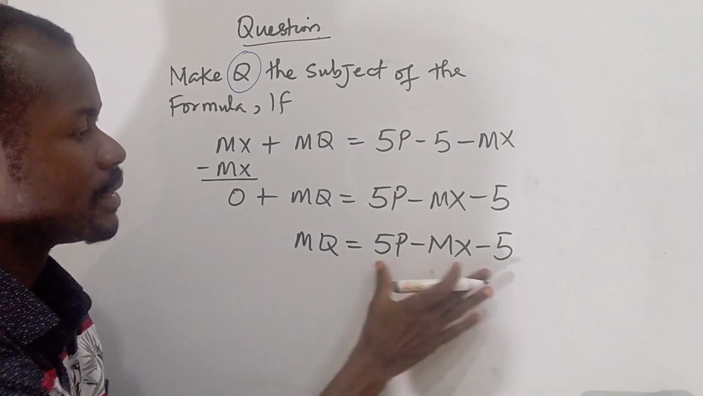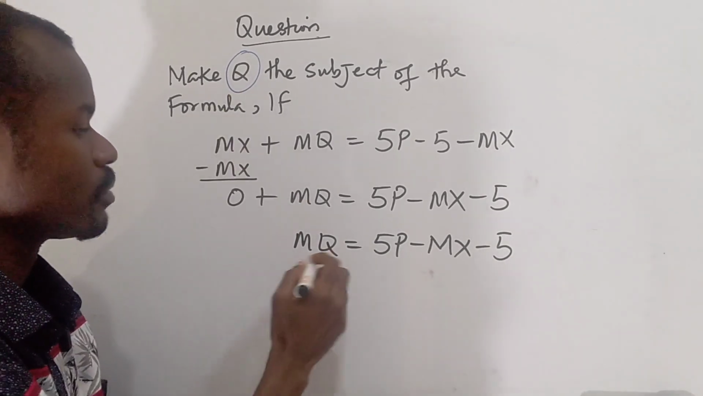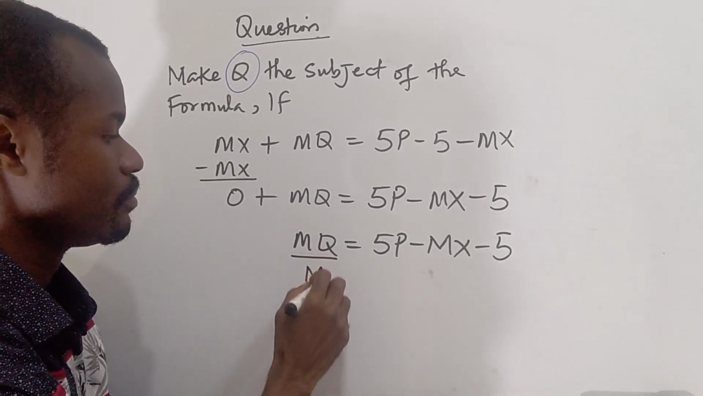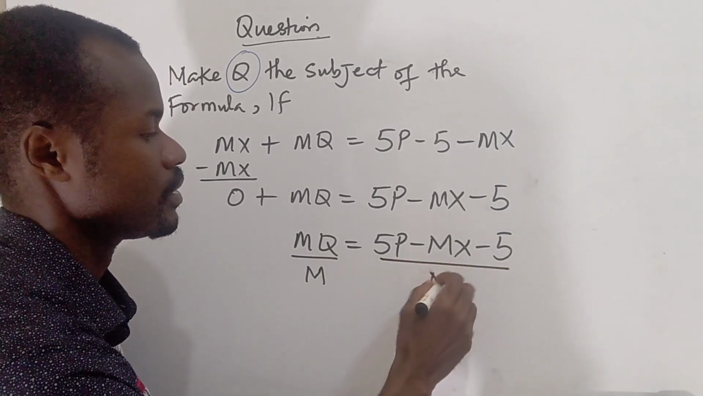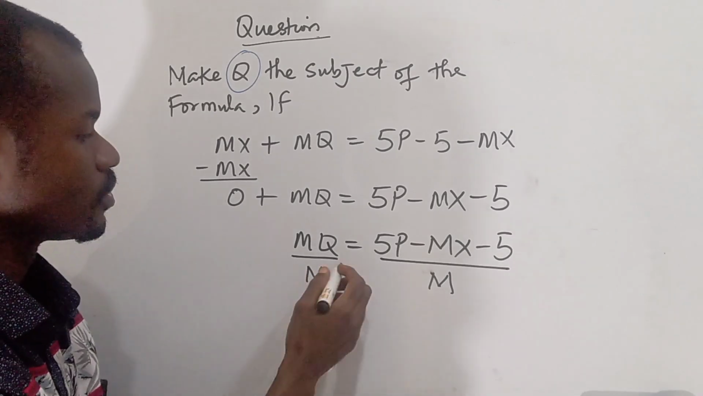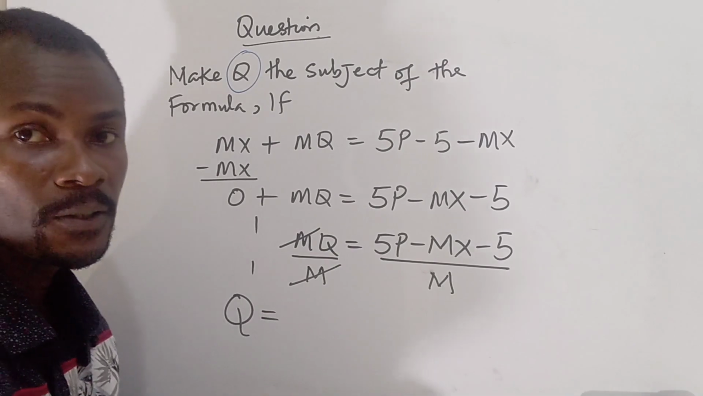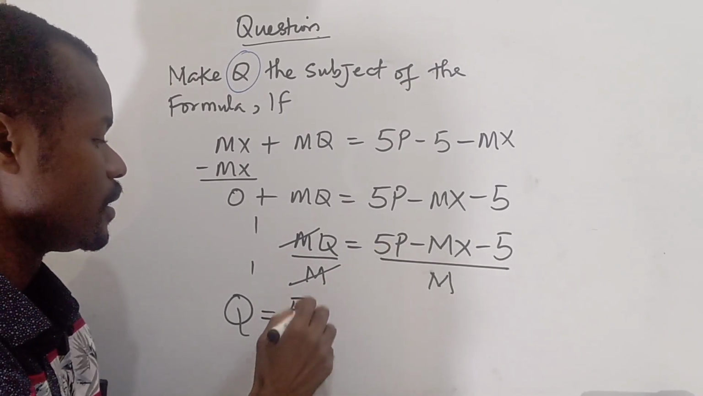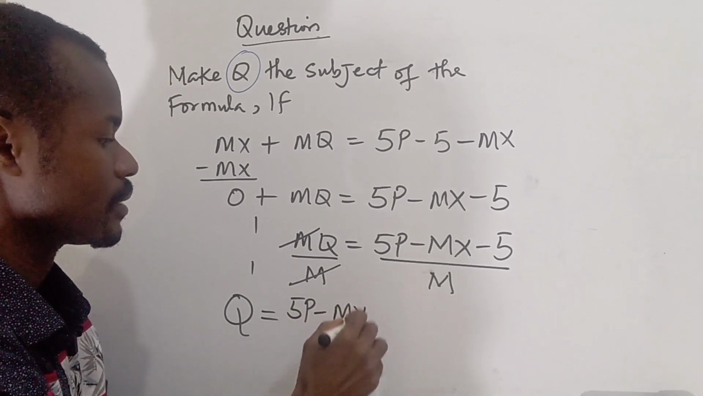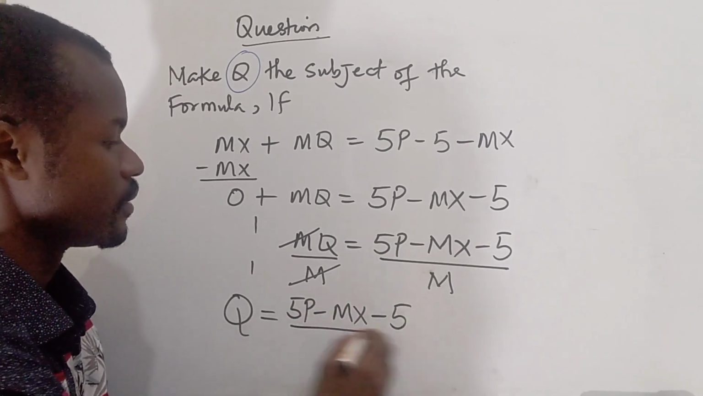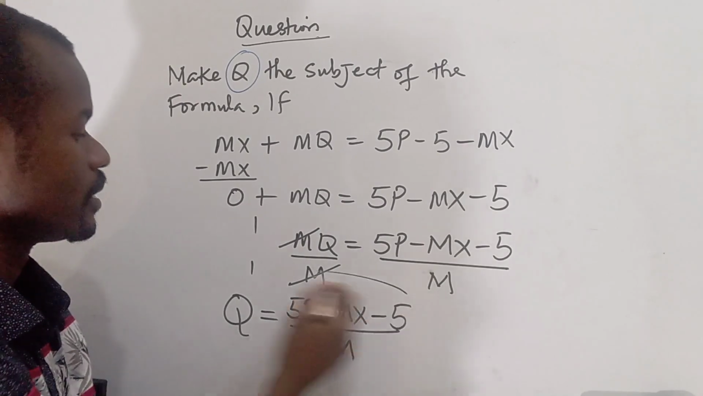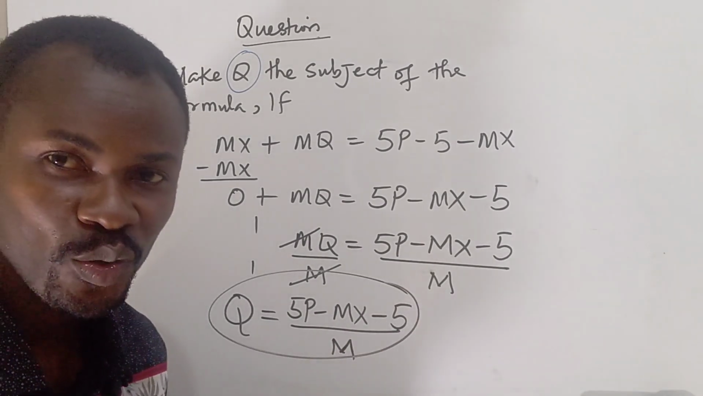All right, so from this, how do we make q the subject? I'm going to divide this by m. I'm also going to divide all this by m. So these will cancel out. This is 1, 1. So we are left with q is equal to 5p minus mx minus 5 divided by m. So this gives us the solution to this problem.